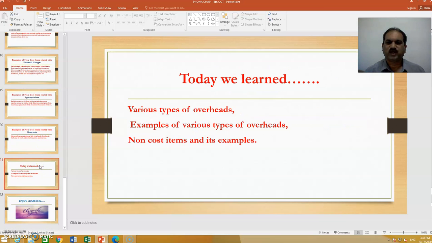So, in this session today, we have learned the definition of overheads, various types of overheads, and examples of overheads with non-cost items and their examples.